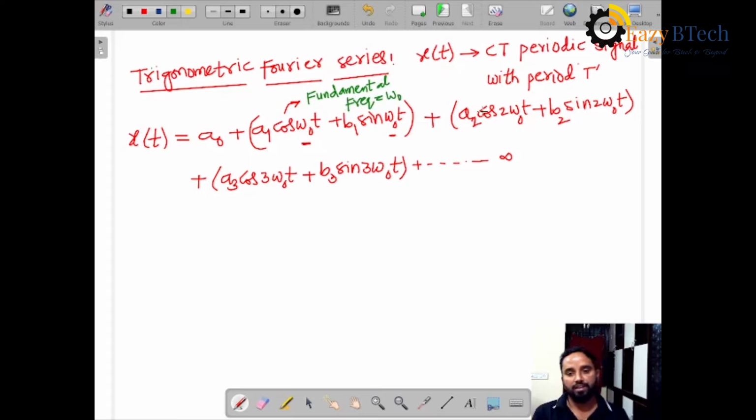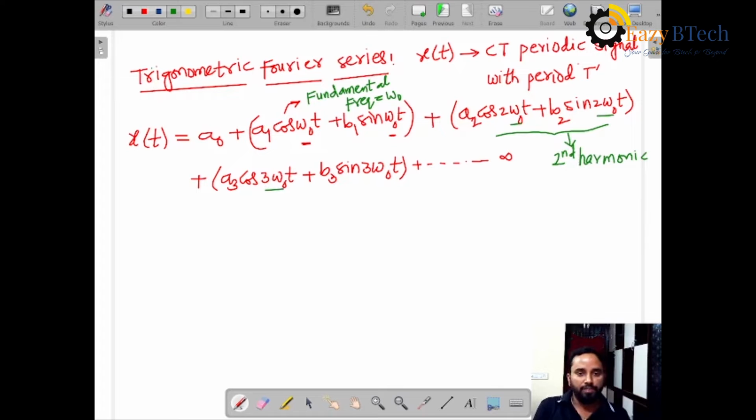If you see the second term, a2 cos 2 omega naught t, b2 sin 2 omega naught t, the 2 omega naught is an integer multiple of the fundamental frequency. This term is called a harmonic, and here the frequency is 2 omega naught, 2 into the fundamental frequency. That is why it is called the second harmonic.